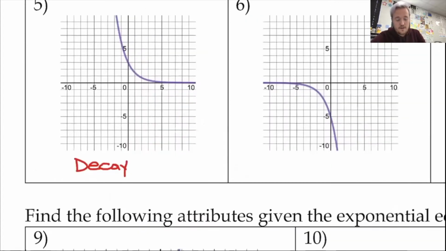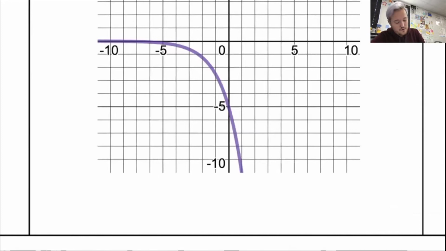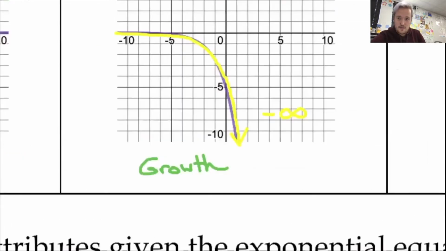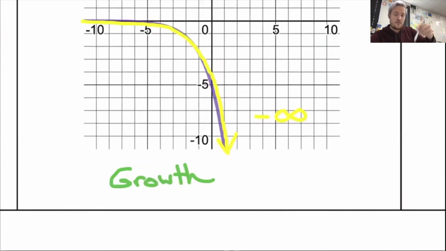Now looking at the next graph here, if you follow the path, the trajectory of it, it's actually getting bigger, but in the negative direction. So it's approaching negative infinity. So what that means is even though it's going in the negative direction, it's actually still a growth. That's kind of the biggest misconception I see here happening: whenever the graph is going down, people think because it's getting bigger but in a negative direction that it's actually a decay, but it's actually a growth.